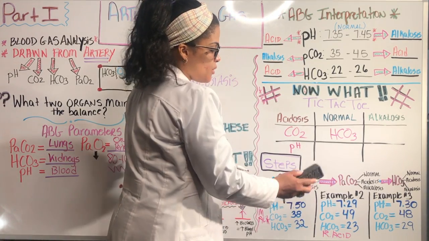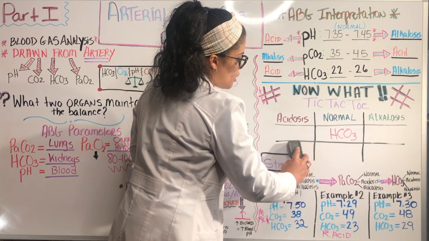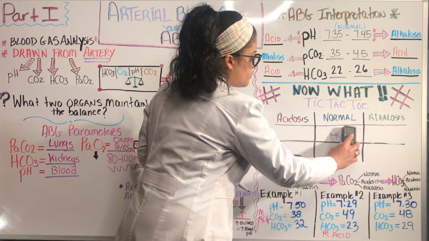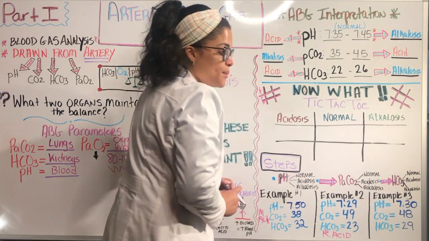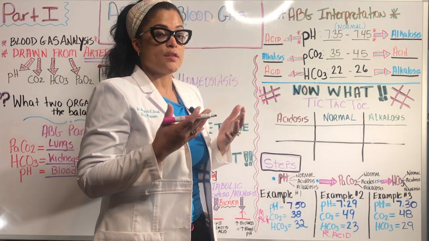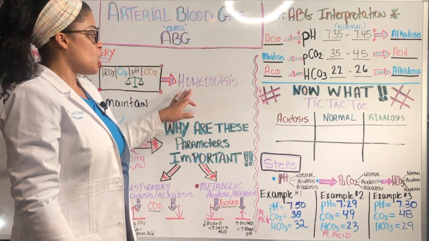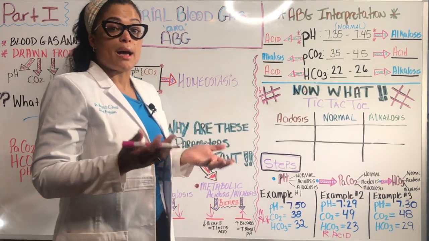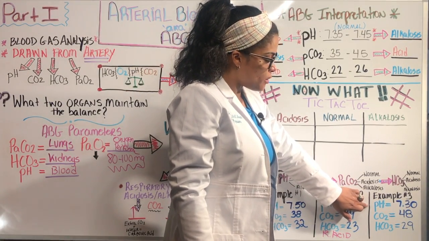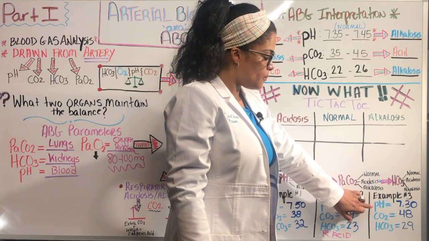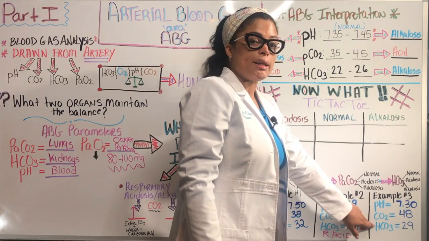Now we're going to do the third example. Here you're going to notice a change because I wanted to show you an example of what compensation looks like. Because again, the body always tries to keep you in homeostasis, in a balance. So in this example, we have a pH level of 7.30, a CO2 of 48, and a bicarb of 29.